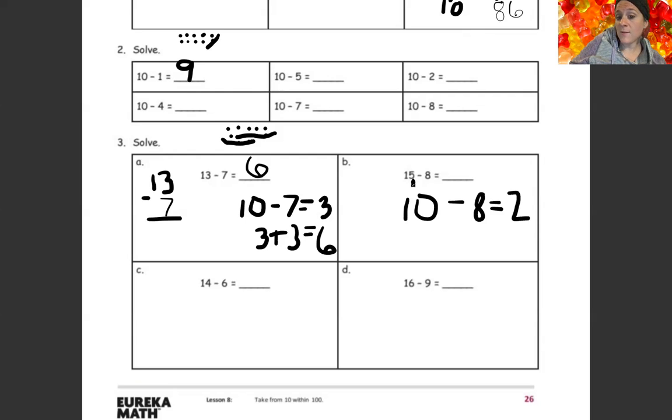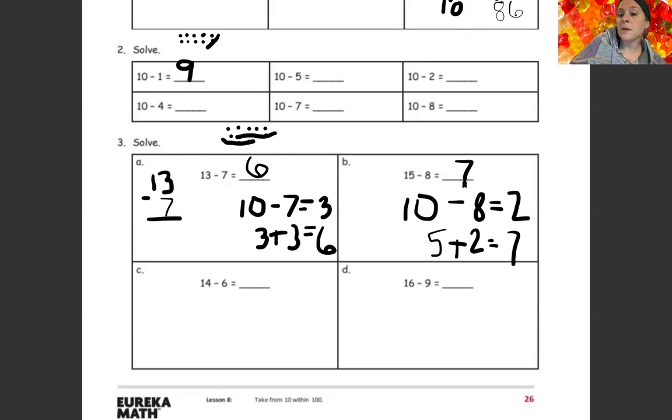Now we still have 5 ones left. So now we have to do 5 plus 2 equals 7. So 15 minus 8 is 7.